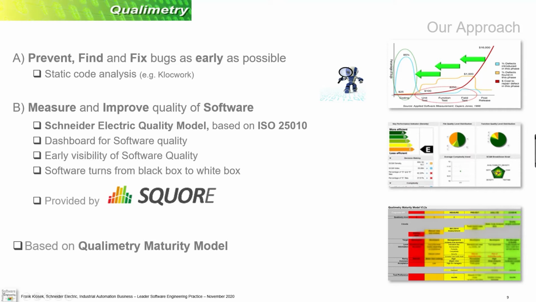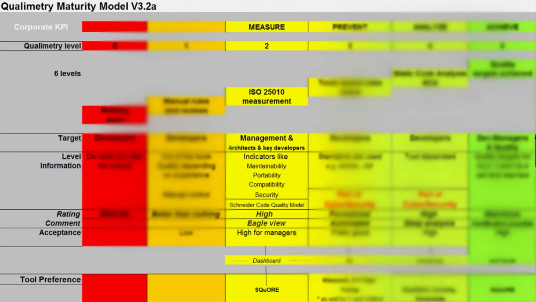Internally, we have a quality maturity model, which goes from the red zone, where you do nothing for quality, to the green zone, where you are the best, you do everything. Inside there is the pillar measure, which is implemented by Squore, and static code analysis as well. So just to focus on the main part of this model, that's the measure part about ISO 25010. The indicators you will see a little bit later.